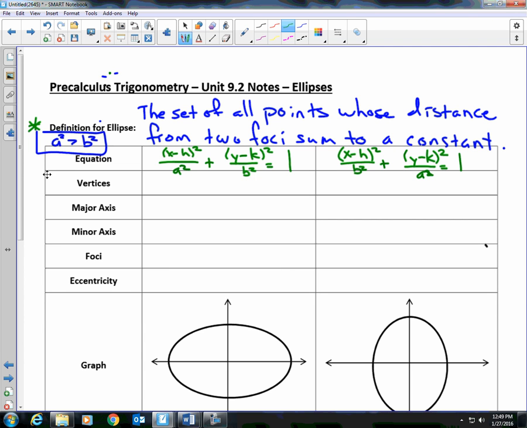That's important because if a is larger and it sits under x, then it's stretched more horizontally. If a is larger and it's under y, then it's stretched more vertically, as you can see in the drawings that we have.